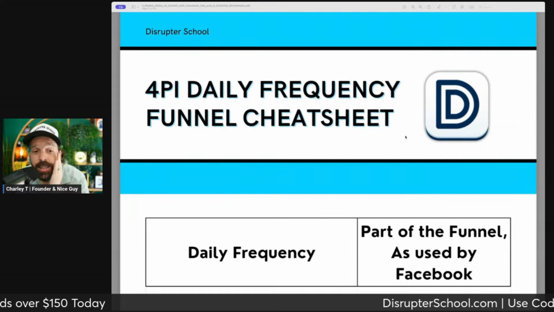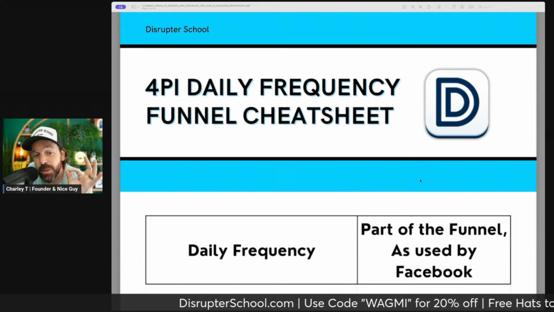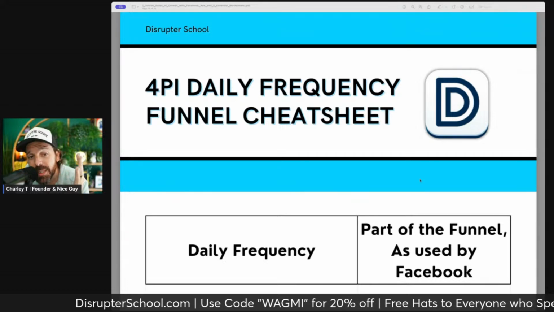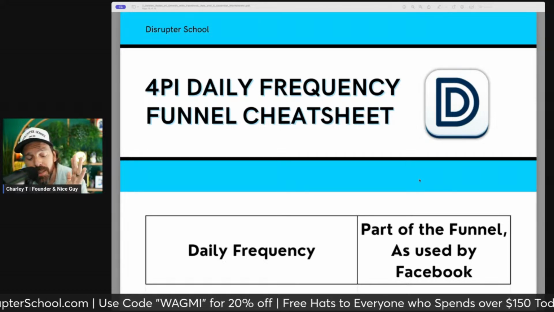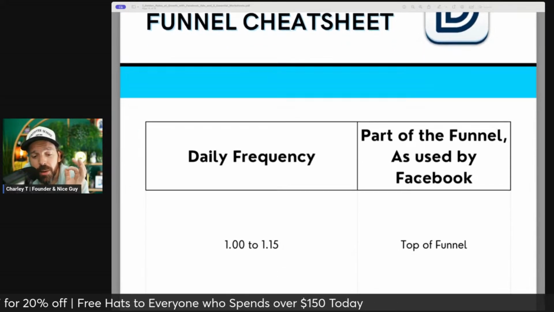Otherwise, you're not going to get the information you need. So the 4 KPIs are frequency, spend, CPM, and CPA. The first thing we're going to tackle today is frequency. This is the part of the funnel and how it's being used by Facebook.